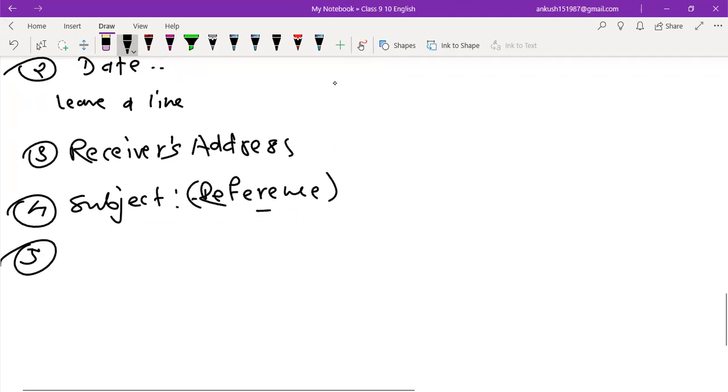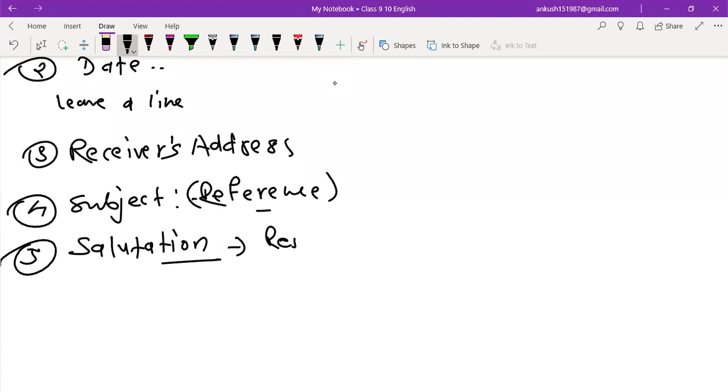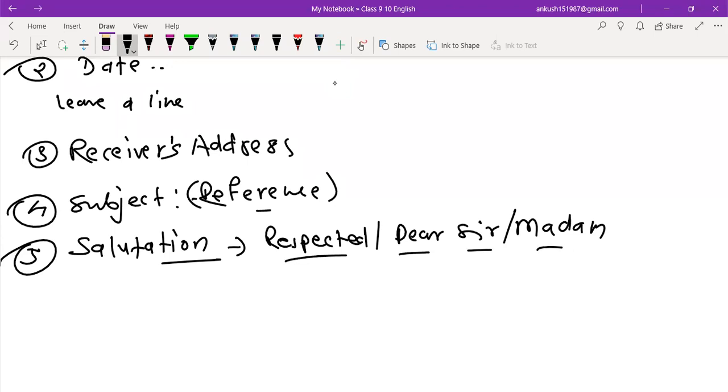Fifth point. So then it's the greeting. Yes, like dear sir or dear madam. But what does greetings mean? No, that is called salutation. Actually, I have written greetings over here, but that is called salutation. Salutation comprises respected, dear sir, madam. These two things you may apply there with sir and madam. Have you got it?